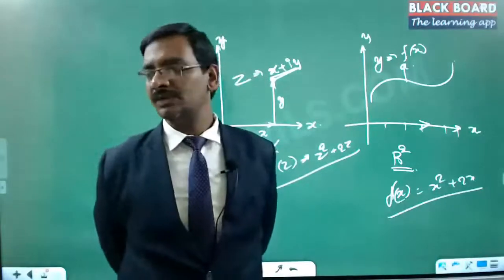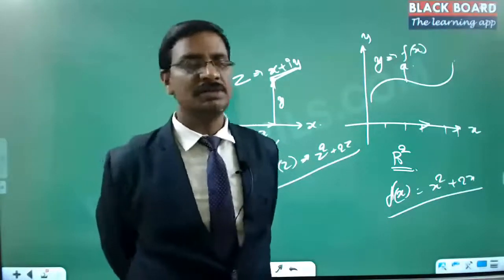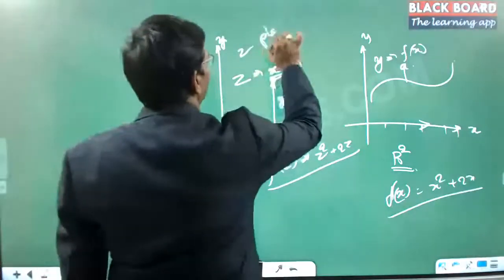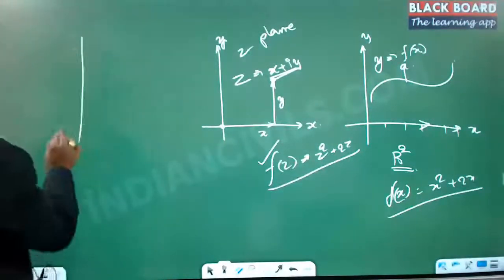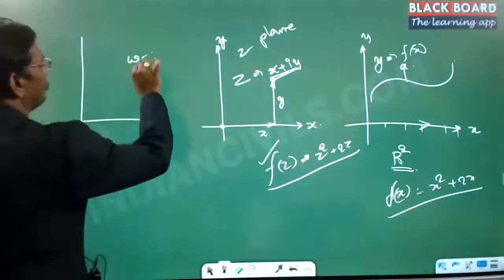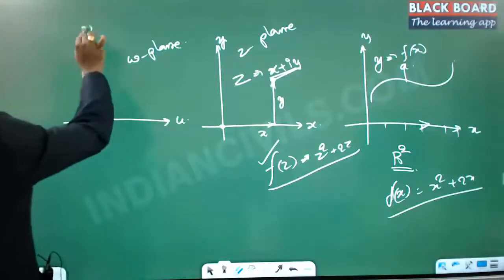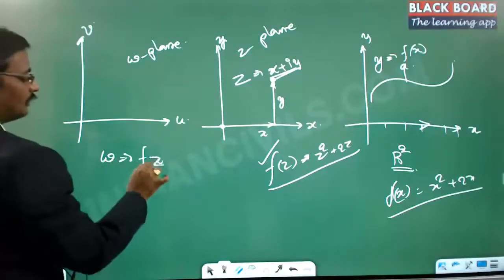That is the reason what we do is try to have two different two-dimensional coordinate systems. This one is usually called the z plane, and another plane we will define is what we call the w plane. This w plane will have the real variable as u and the imaginary variable as v. Then we will be defining this function: w is equal to f of z.